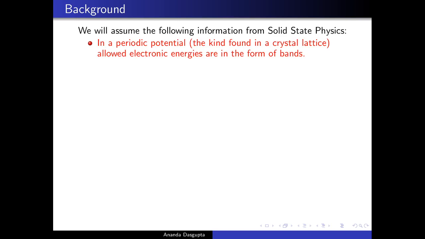Firstly, and this is a really magical result, which is this: if you are in a periodic potential, the kind that is found in a crystal lattice, the allowed electronic energies are not discrete levels with a big spacing between them, but they really form bands. This means that there are continua of allowed energies which an electron can be in, and then there are gaps in between. Now, how do these bands come about? Well, to understand this fully, you will have to solve the quantum mechanical problem involving the particular periodic potential that is there in a given solid.